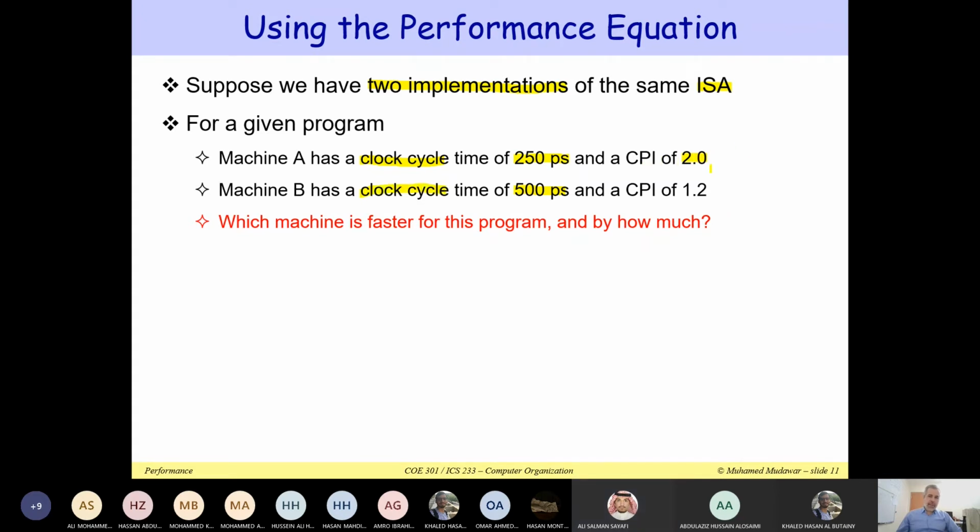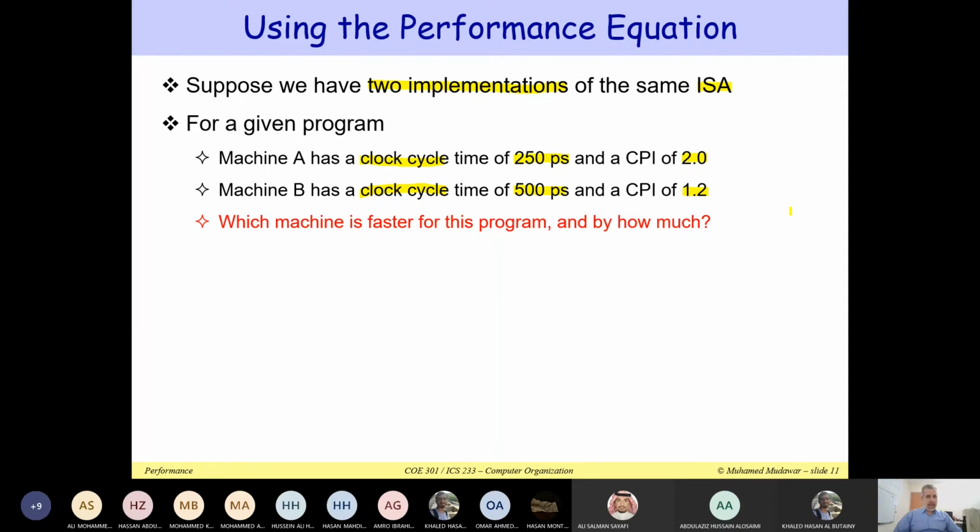But the CPI of A is 2.0, so on average it takes 2.0 cycles per instruction, whereas in the case of B, the average is 1.2. Which is better, CPI 2.0 or CPI 1.2? Which machine has a better CPI? Machine B. Why? Because it has fewer cycles. Yes, the lower the CPI, the better.